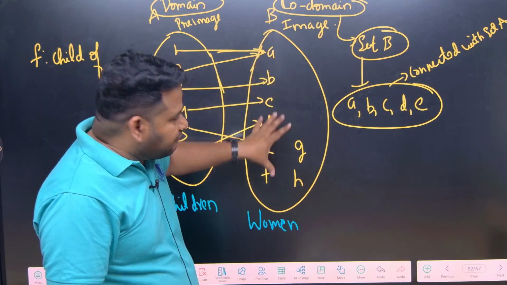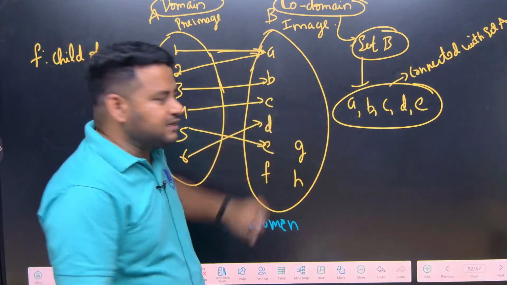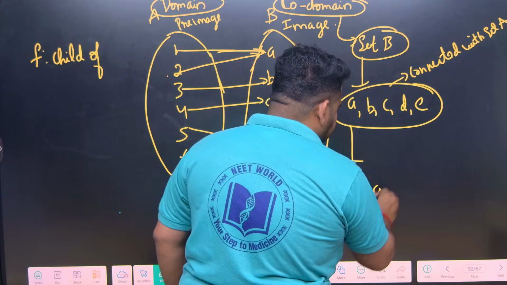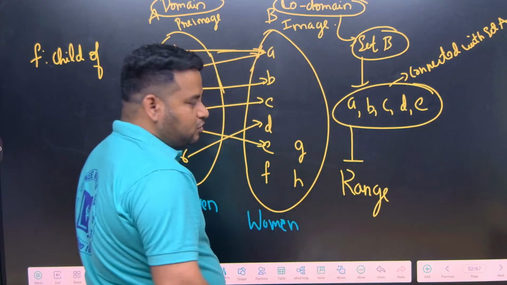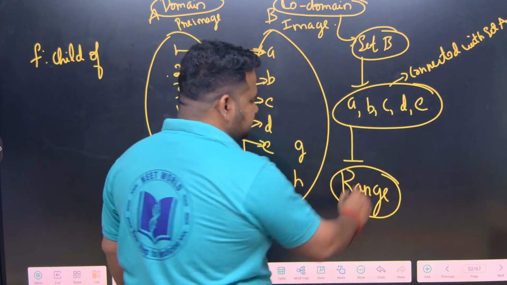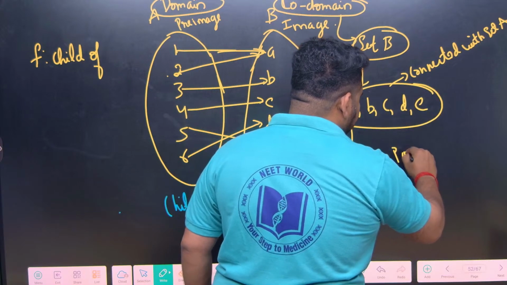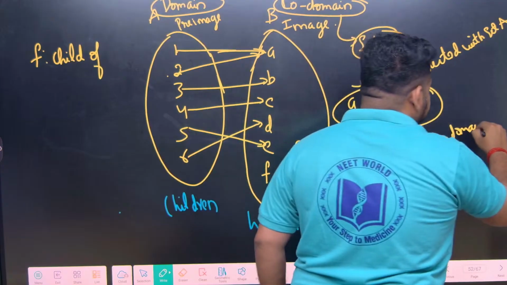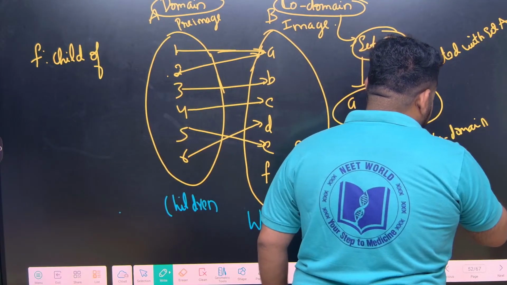So what are the elements in codomain which are connected? They are called as range. So range is what? Part of codomain which has a pre-image, which is connected to a pre-image.